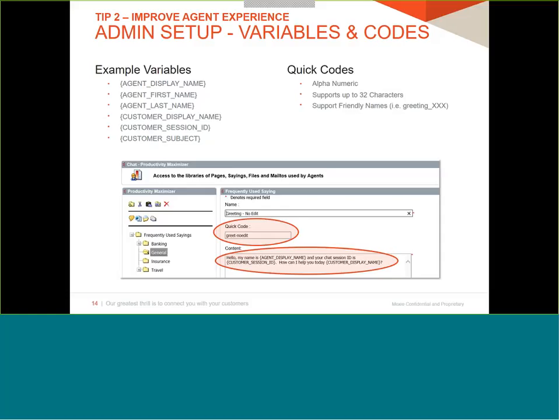We can use their name that they typed in that pre-chat survey, which can be automatically populated and displayed to them as part of chat. So again, making the customer feel like it's a personalized interaction online, that there's a real person behind that chat window. From a quick code perspective, they support alphanumeric characters, so it means numbers and letters, and support up to 32 characters. So again, these can actually give the agent a sense of what's in the content. They do support friendly names, like the example I gave of the greeting there, so agents can quickly start typing on the fly and efficiently push content into the chat session.